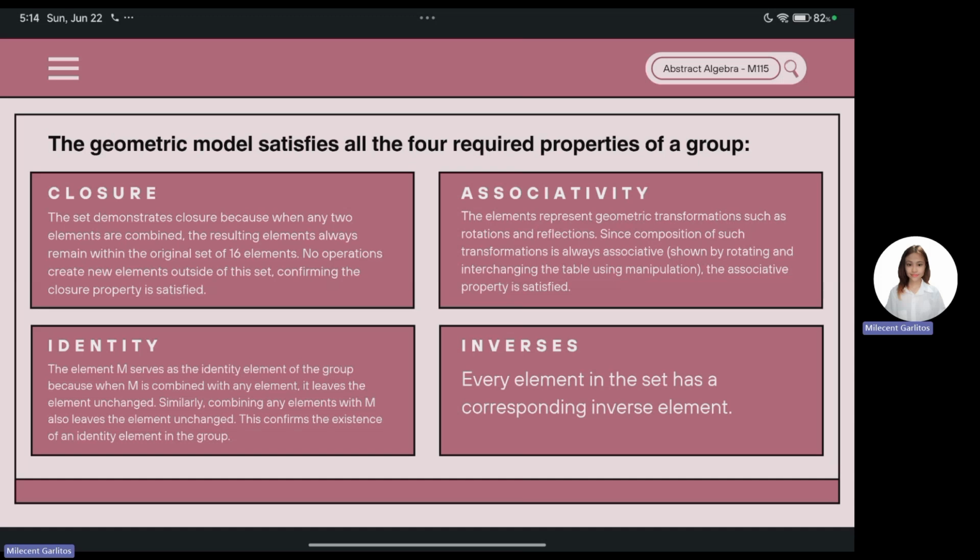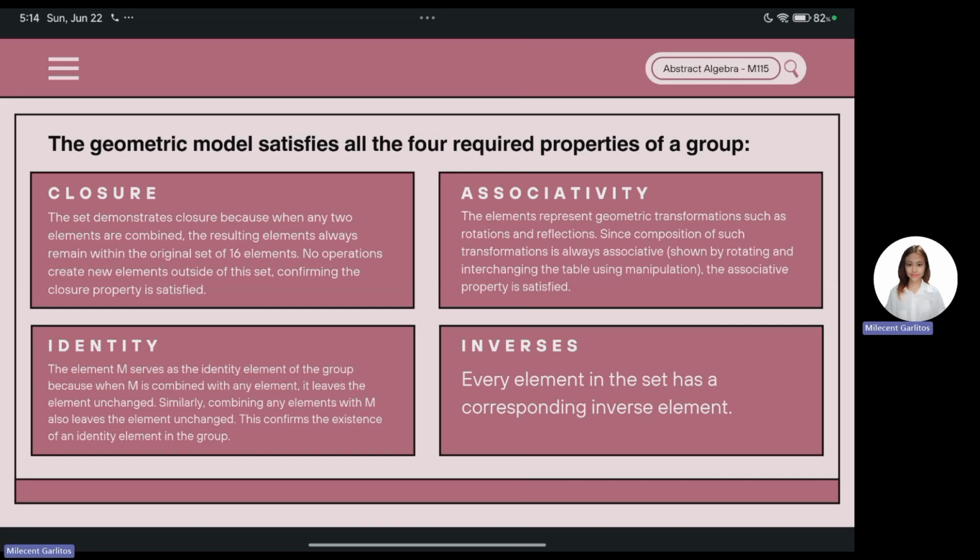So the element M serves as the identity element of the group because when M is combined with any element, it leaves the element unchanged. Similarly, combining any element with M also leaves the element unchanged. This confirms the existence of an identity element in the group, which is the M. So identity is checked. Lastly is the inverses.